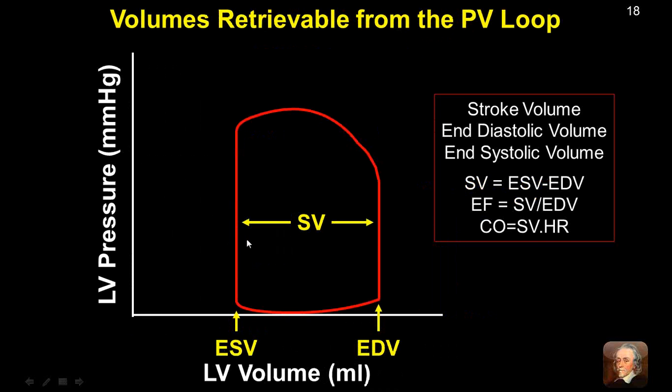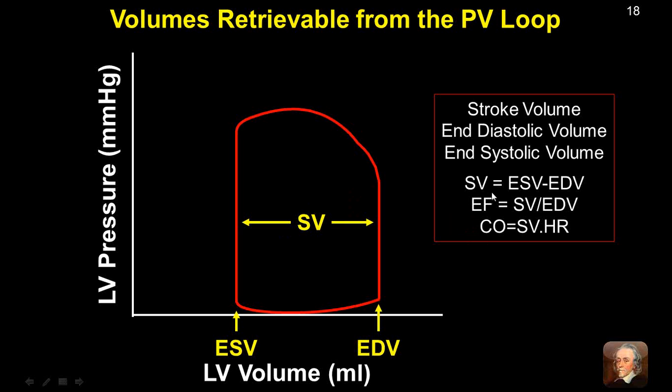There are important pressures and volumes that are retrievable from the loop. The width of the loop is the stroke volume, because the largest volume is the end diastolic volume, and the lowest volume is the end systolic volume. So the width is the amount of volume that's ejected. That's called the stroke volume.